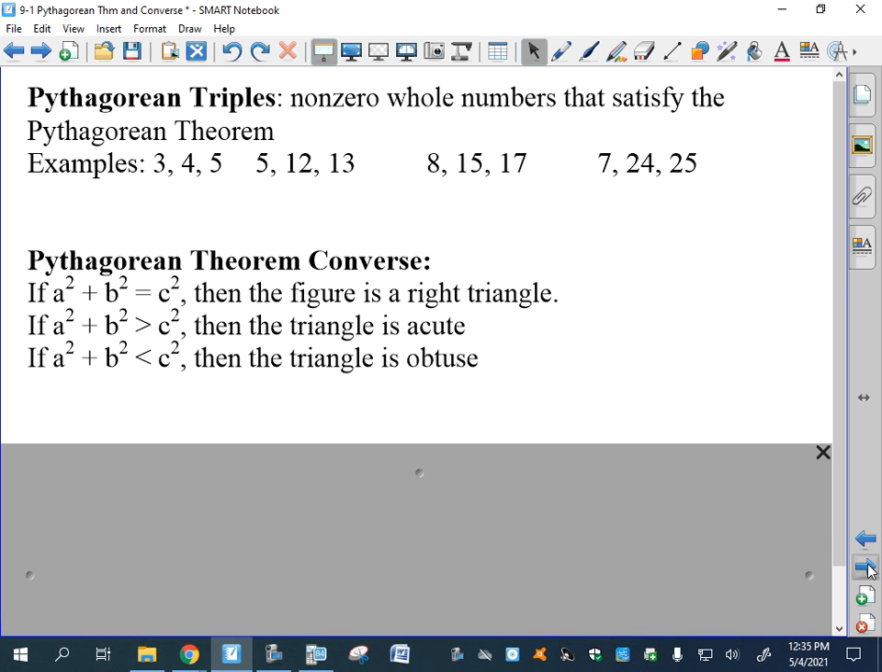So what a converse does, just while you're writing this down, it just switches the if-then statement. And again, if we had a traditional geometry course, we would do that for all kinds of statements. But we're saying if the equation works, then it's a right triangle. But if the equation doesn't work, it's a different kind.